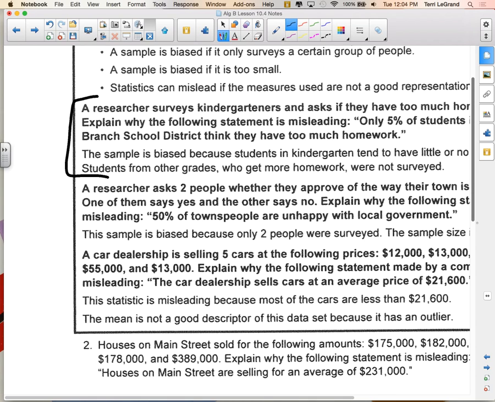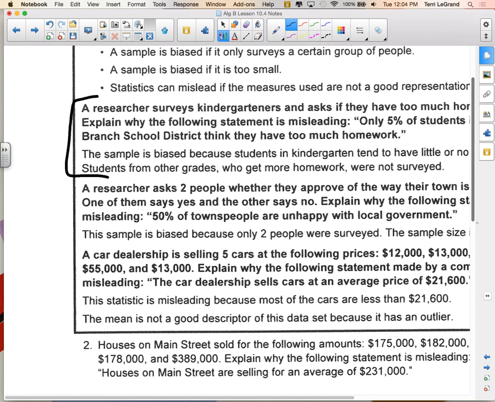A researcher surveys kindergartners and asks them, so you guys are complaining about homework at Valley City High School. So a researcher says, okay, I'll ask some kindergartners if they have too much homework. Explain the following statement, why it's misleading. Only 5% of the students at, I'm going to say Valley City Public School District, think they have too much homework. What's wrong with that? Kindergartners don't have much homework, do they? So if you're only going to survey kindergartners, what are they going to say? You're going to say whatever.